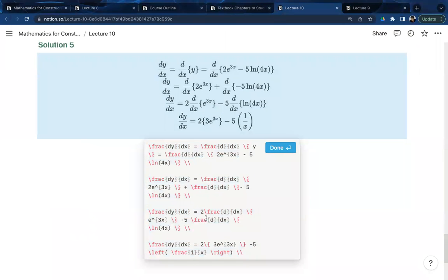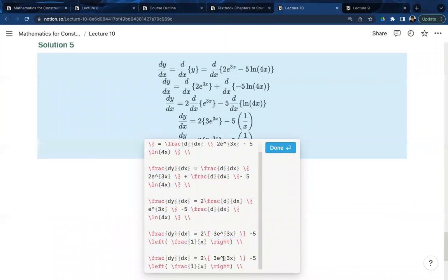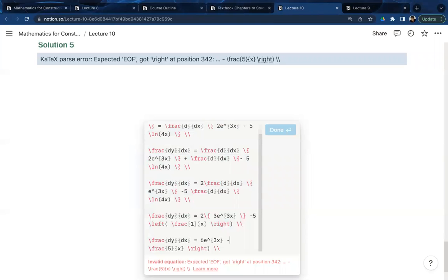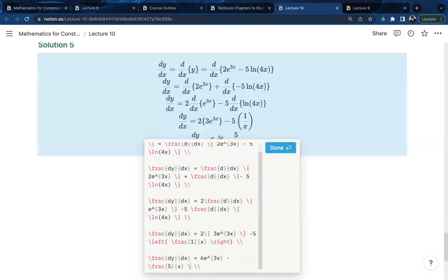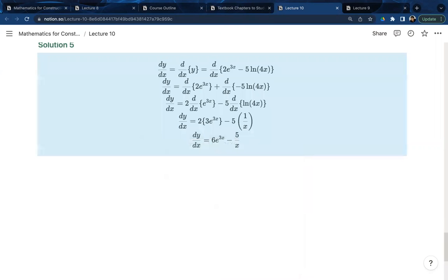What is this now? Let's simplify this a bit. This is 6e^(3x) minus 5 over x. All right, so this is the gradient function here: 6e^(3x) minus 5 over x.